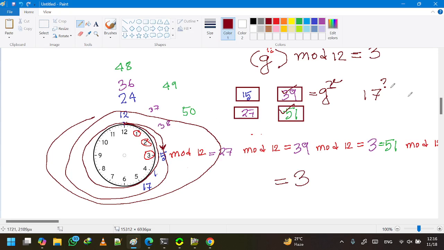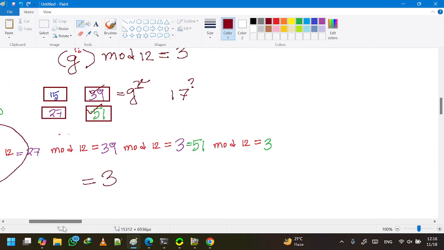So this is the discrete part of the thing. So we made it discrete by introducing the mod. And why is it the logarithm problem? Because if we want to find out the value of, let's say, 17 to the power x is equals to, let's say, 15.